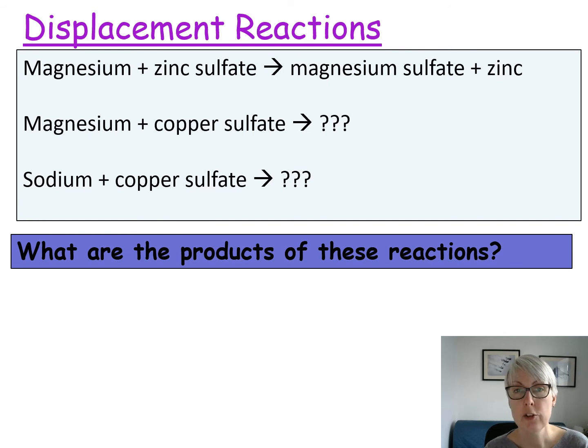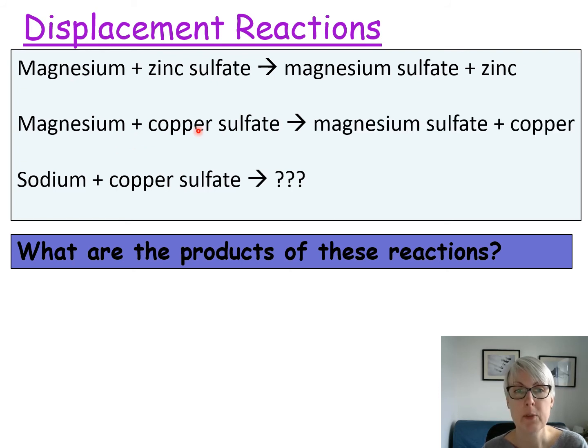Okay, so now you need to just check your answers, your products, and tick them with a green pen if you've got them right, or correct them if you haven't got them right. So for the very first one, you should have got magnesium sulfate plus zinc. Your magnesium is more reactive than zinc in our reactivity series, so it will displace the zinc, giving those 2 products. Next, magnesium is also more reactive than copper, so you'll get magnesium sulfate plus copper. And lastly, sodium is more reactive than copper, so you'll get sodium sulfate plus copper in our last reaction.